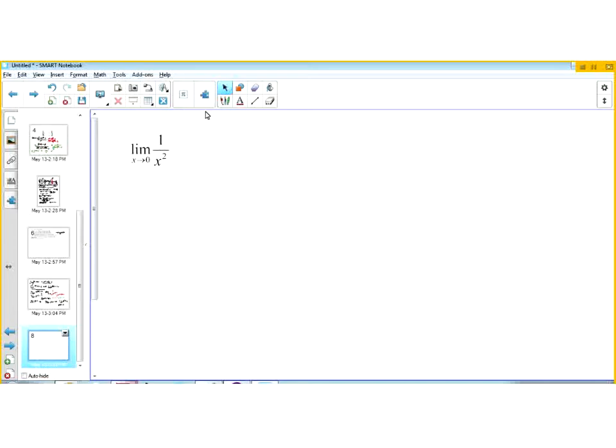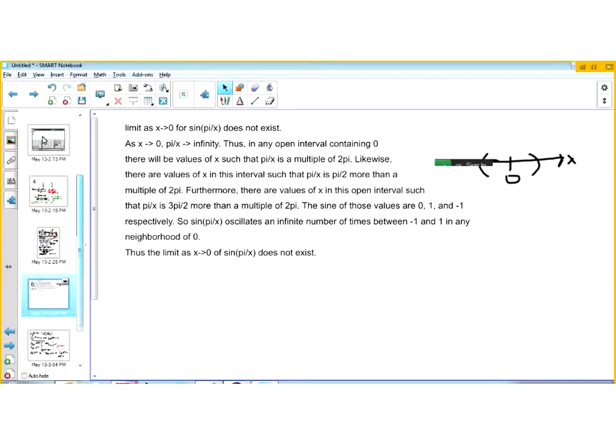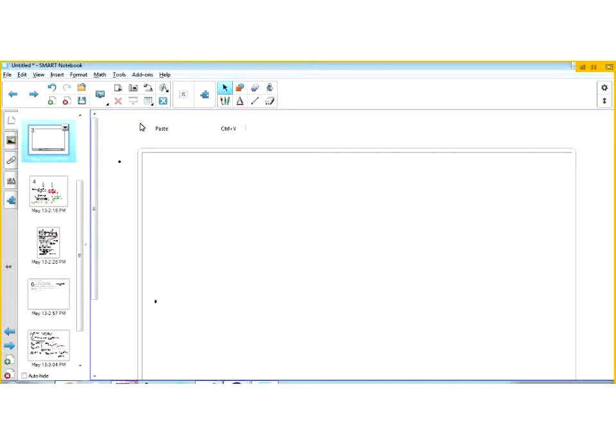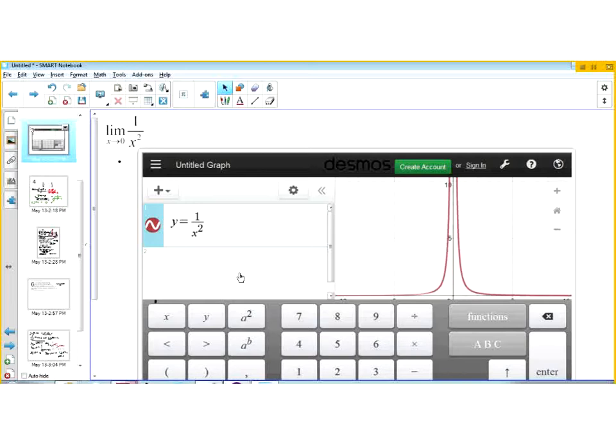Let me pull back the problem. Let me copy. Oops, when I do that, I probably lose my graph, don't I? Well, I'll pull it back. What page was it on? This one, right? So we're evaluating this limit. So y is equal to 1 divided by x squared. So there we have it, shown in red again.